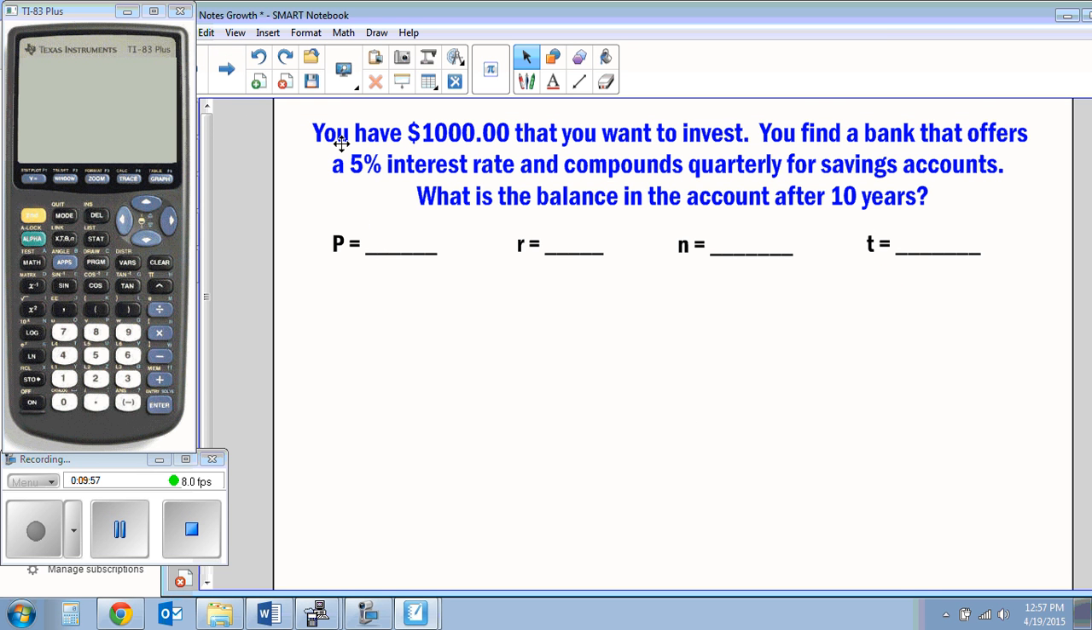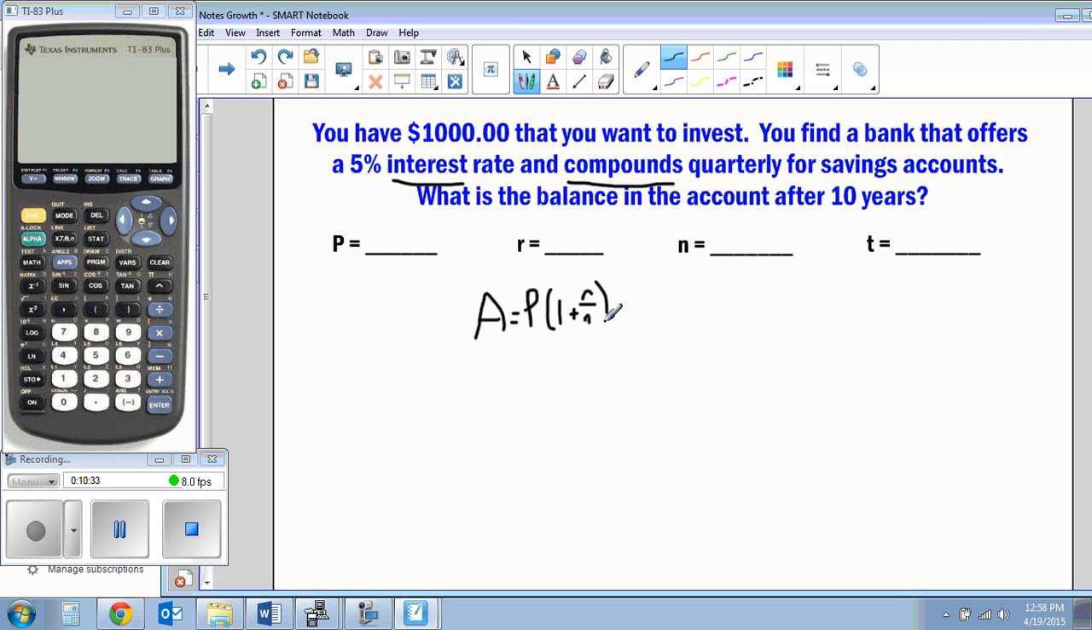Okay. It says you have $1,000 you want to invest. You find a bank that offers a 5% interest rate and compounds quarterly for a savings account. First thing, I know I'm going to use compound interest because it says the word compound and it says interest. So I know that I'm going to use compound interest, which is A equals P times (1 plus R over N) to the NT power. And I just have to figure out what these things mean.